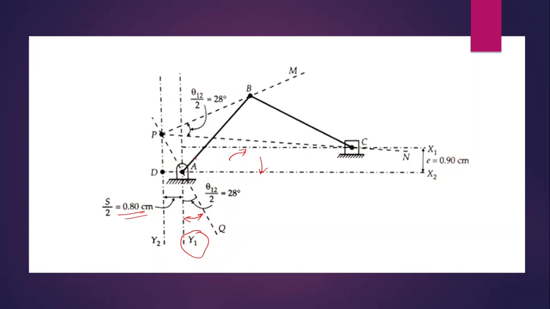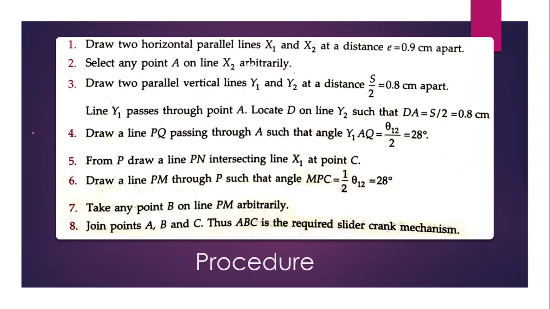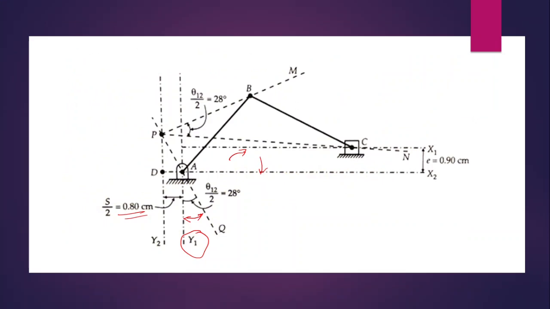Then in the next step, that's the fifth step. From P, draw a line PN intersecting line X1 at point C. Here we can find this point P. That point P means the intersecting point of this line PQ and the vertical line Y2. Then this point will become that point P.